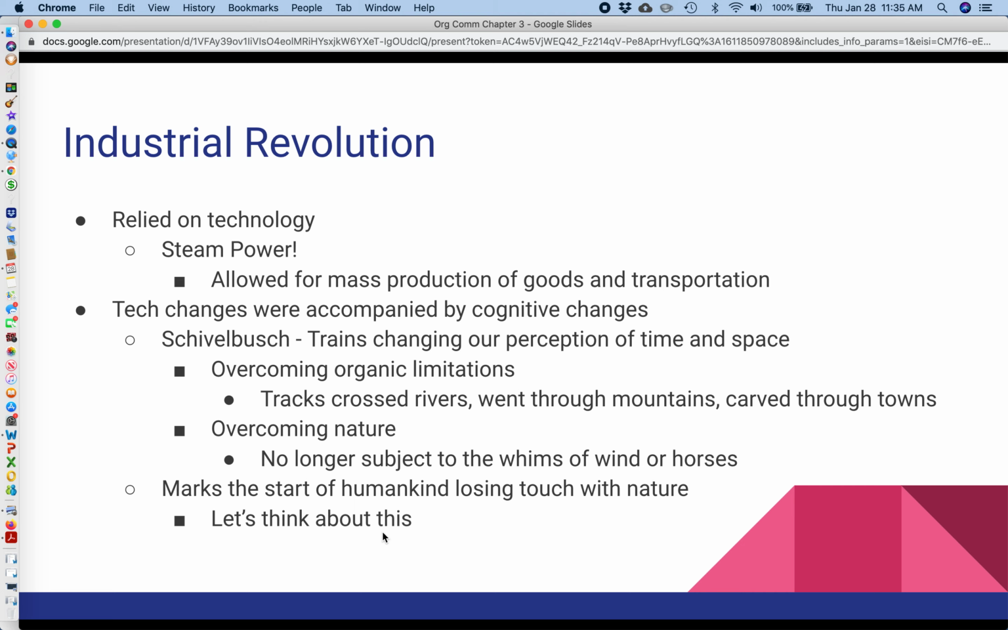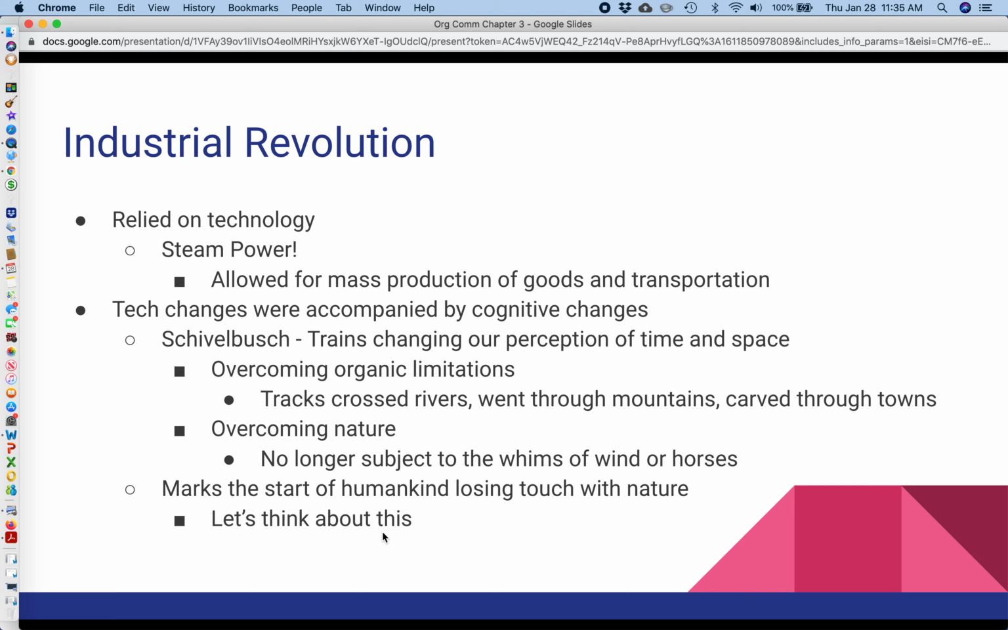And so the argument goes that these technological changes were accompanied by cognitive changes. What that means in simple terms is that with this new technology, it changed the way people thought. So, for example, Wolfgang Schivelbusch, the academic, famously wrote a work about how trains, steam trains, changed the way people thought about time and space. Now, in the hyperbolic vernacular of communications, we say that the coming of steam technology obliterated time and space, right?